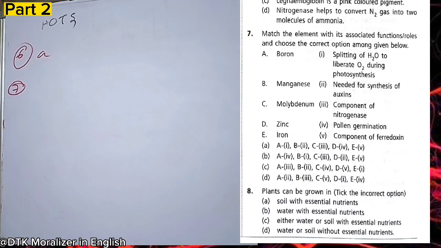Seventh question. Match the element with its associated functions or roles. Choose the correct option among those given below. Boron plays a role in pollen germination. Manganese plays a role in splitting of water. Molybdenum is a component of nitrogenase. Zinc is needed for the synthesis of auxin. Iron is a component of ferredoxin. So here option B would be right.